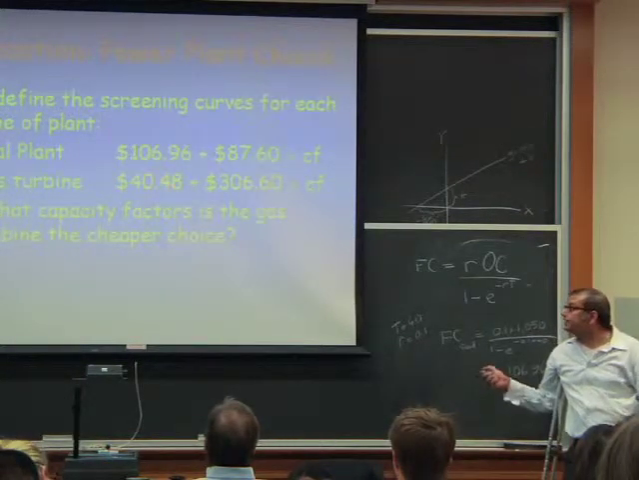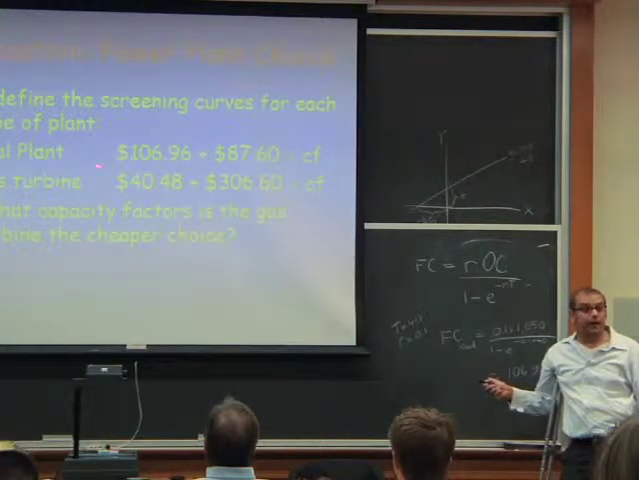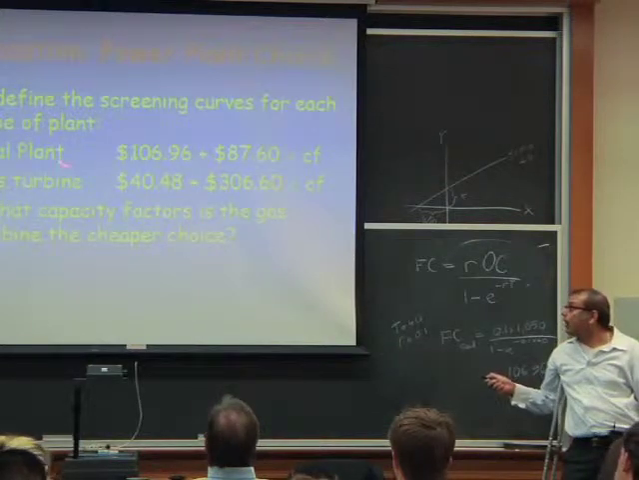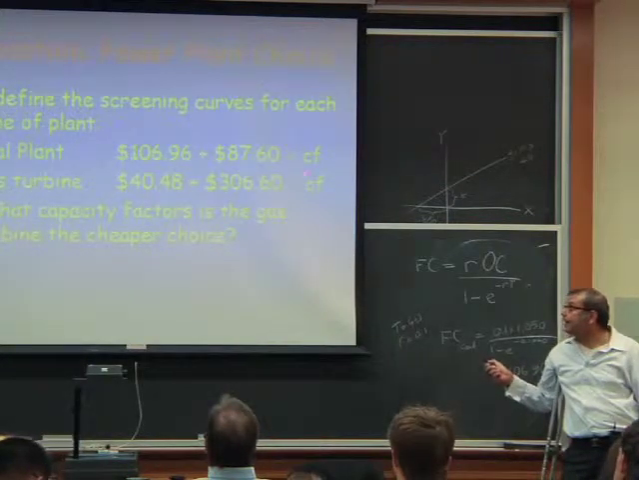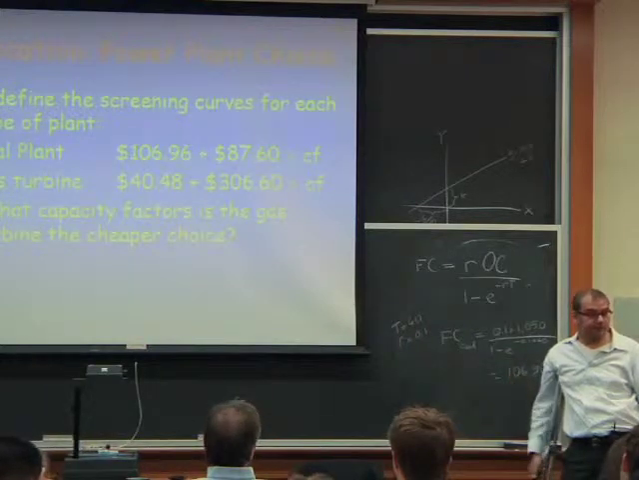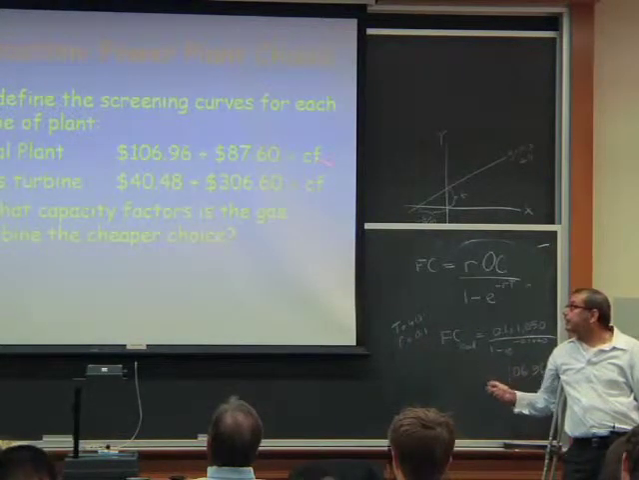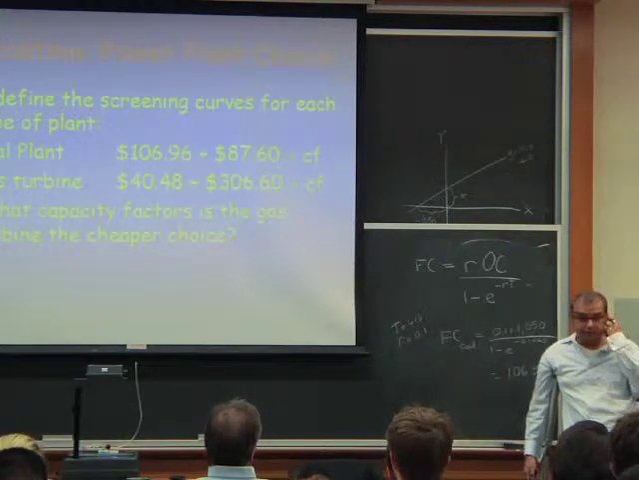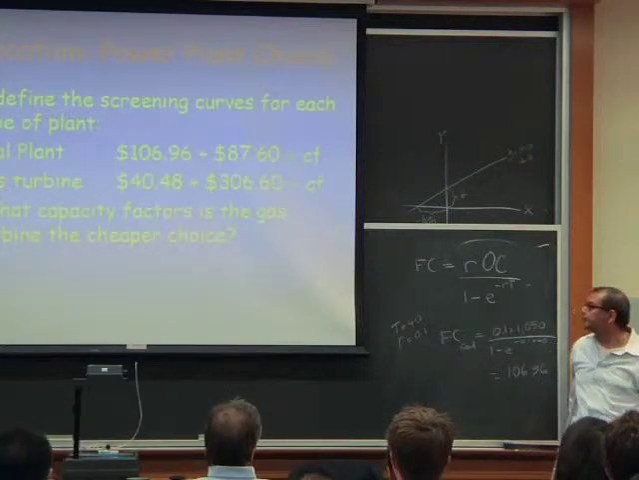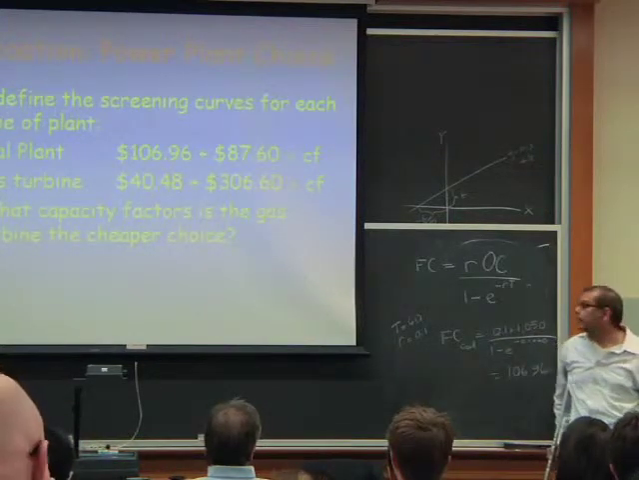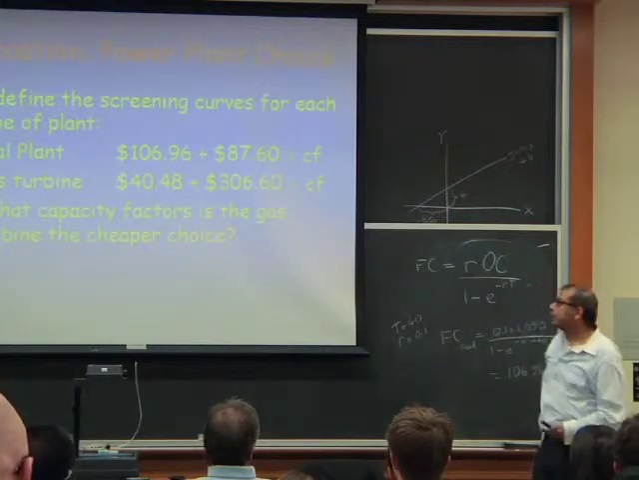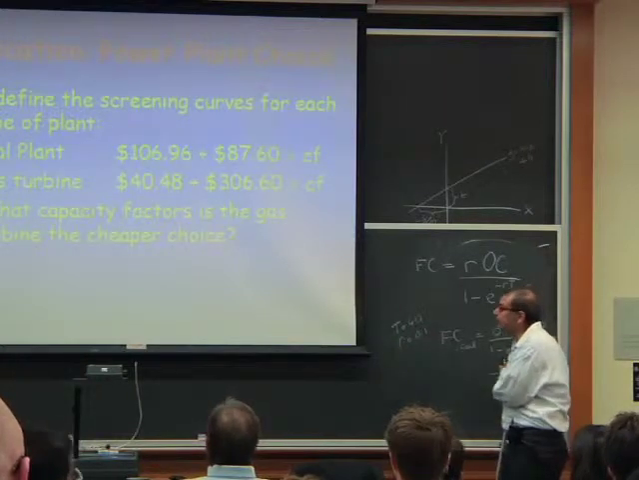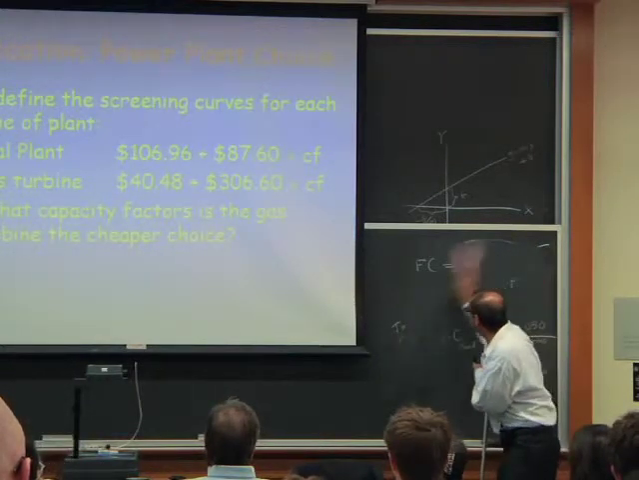Okay, well, these are just linear equations like the ones you've seen, right? This is y equals b plus mx. CF is equal to x. These equations are called screening curves. You probably may even have come across screening curves if you have heard discussions about wind power versus nuclear and so on. Okay, so the question is, at what capacity factor is the gas turbine the cheaper choice?